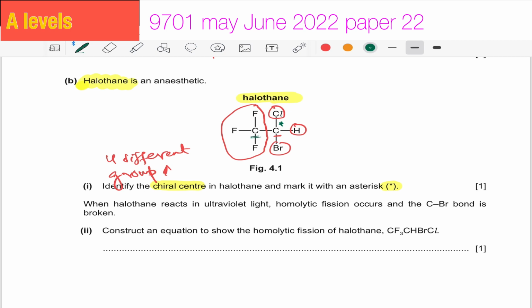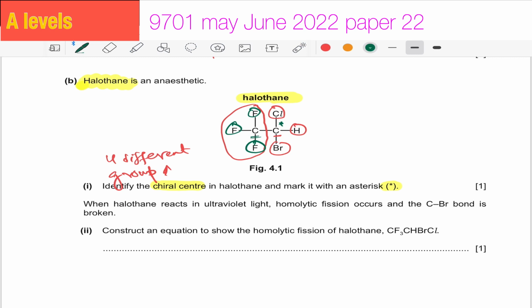If you look at this carbon atom, it is attached to 1, 2 fluorines, and then 3 fluorines. So that means this is not a chiral center. Right, so this one is the chiral center because it is attached to 4 different groups.